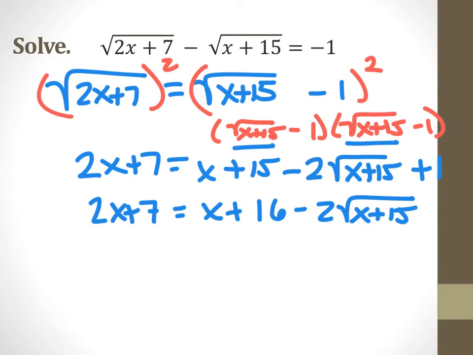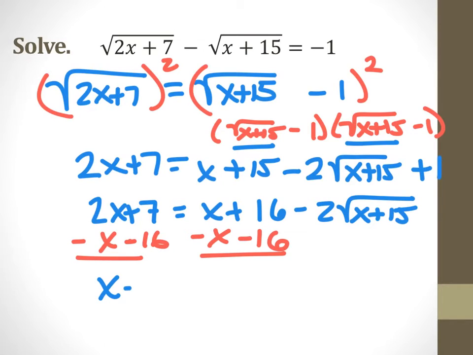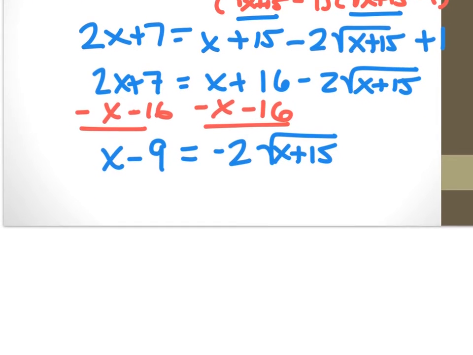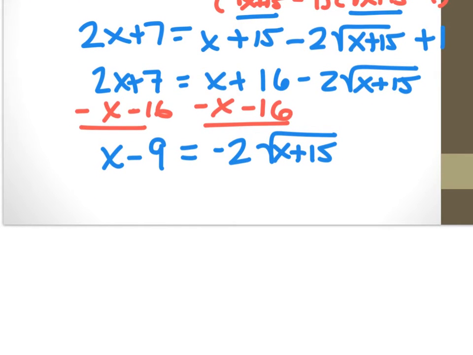Let's collect like terms by subtracting x and subtracting 16 from both sides. When we do that on the left, we get x minus 9, and on the right, minus 2 square root of x plus 15. Well, now you have a decision to make. Do you want to divide by that negative 2, or do you want to go ahead and square both sides? And there's schools of thought for both. I'm going to leave it where it is right now. We're going to square both sides.